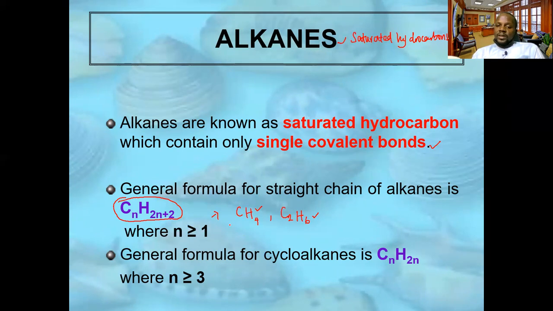So in continuation to that, now the general formula for cycloalkanes is CnH2n. And now students need to be careful with this.